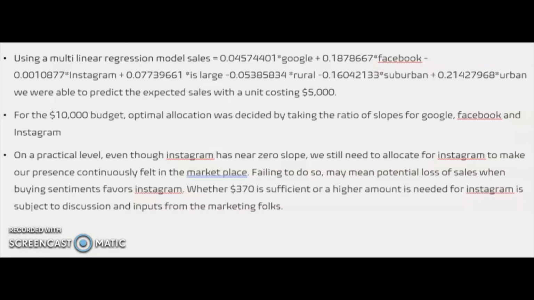On a practical level, even though Instagram has near zero slope, we still need to allocate for Instagram to make our presence continuously felt in the marketplace. Failing to do so may mean potential loss of sales, when buying sentiments favors Instagram. Whether $370 is sufficient or higher amount is needed for Instagram is subject to discussion and inputs from the marketing folks.